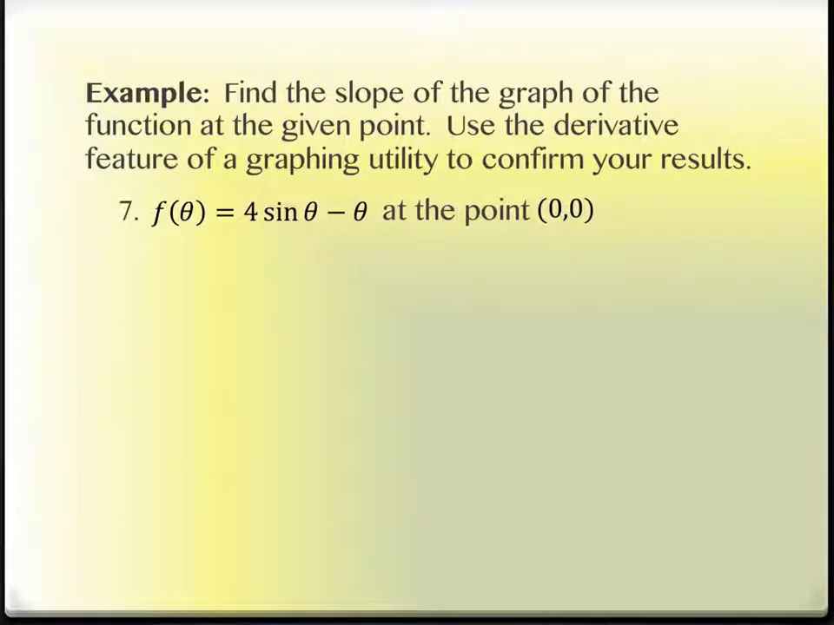And we were here. So example number 7. The directions are the same as we had last time. They want us to find the slope of the graph of the function at the given point, and then use the derivative feature of the graphing calculator to confirm your results. This one has a little trig involved, though, so we're going to take the derivative.